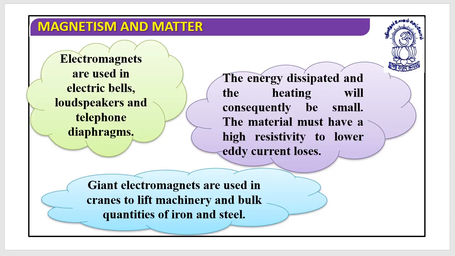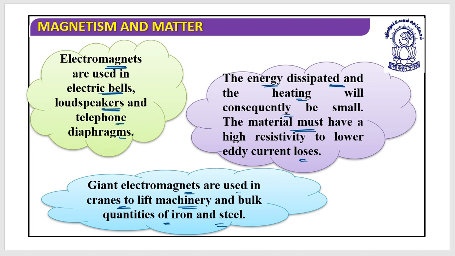So we can say electromagnets are used in electric bells, loudspeakers, telephone diaphragms, etc. The energy dissipated and the heating will consequently be small. The material must have a high resistivity to lower eddy current losses, and giant electromagnets are used in cranes to lift machinery and bulk quantities of iron and steel.